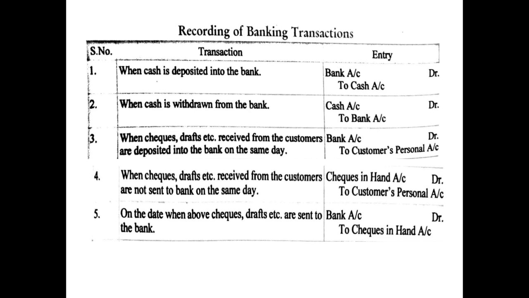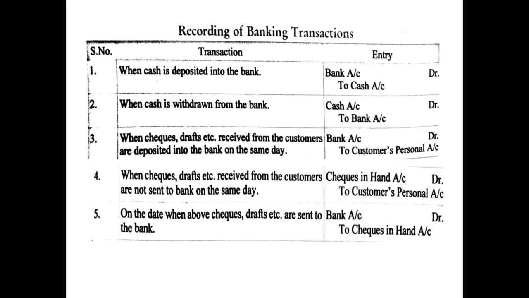So the entry when the checks are received and not deposited on the same day will be checks in hand account debited, because we have not deposited the checks as of now. So how can our bank balance increase? So therefore we will open a new account, that is checks in hand account, which will be showing how many checks have to be deposited into the bank. So we will debit checks in hand account to who has given the check? Customer. Customer is a personal account. The rule says debit the receiver and credit the giver. So since customer is the giver, he is giving the check, we will credit to customer's personal account. That means if it is the name of a human being, then we will not write the word account.